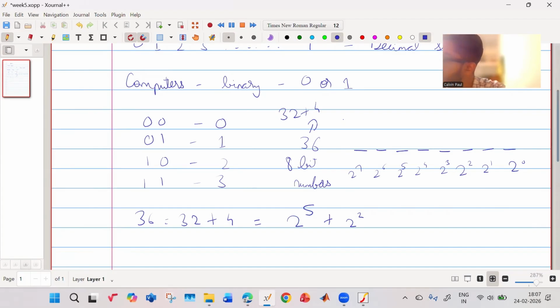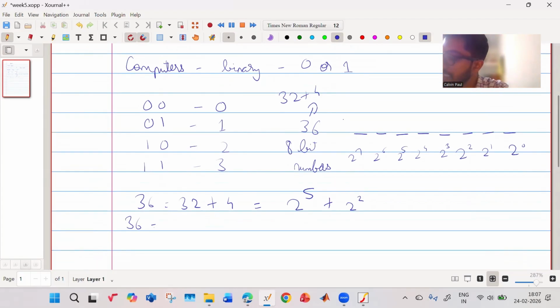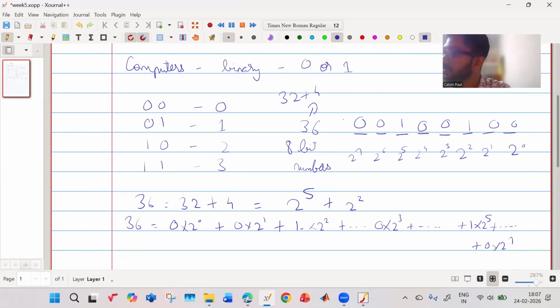That means 36 is actually 0 into 2 raised to 0, plus 0 into 2 raised to 1, plus 1 into 2 raised to 2, plus 0 into 2 raised to 3, and so on, plus 1 into 2 raised to 5, and so on, plus 0 into 2 raised to 7. That means it is 0, 0, 1, 0, 0, 1, 0, 0. That is what 36 means when you represent it in binary. This is the representation of it.